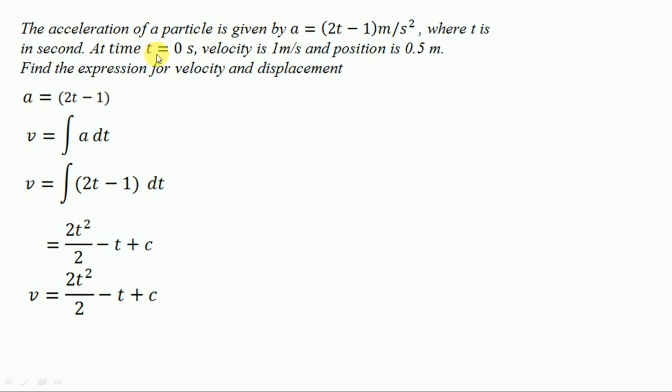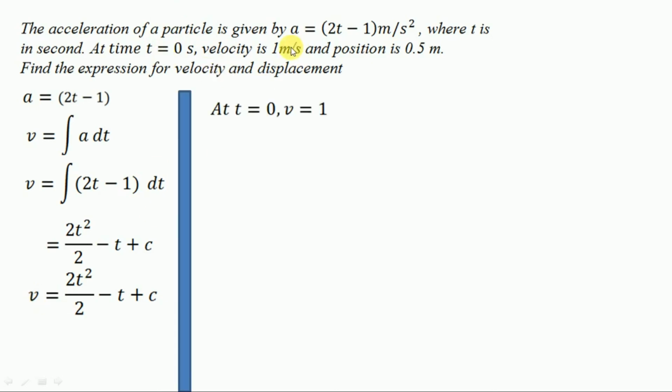Out here the initial conditions are given. When time is 0, velocity is 1 meter per second, so I can put t is equal to 0, velocity is equal to 1 in this expression. So if you put this, you'll get c is equal to 1. Then again I'll put the value of c out here. So we got the expression for velocity.